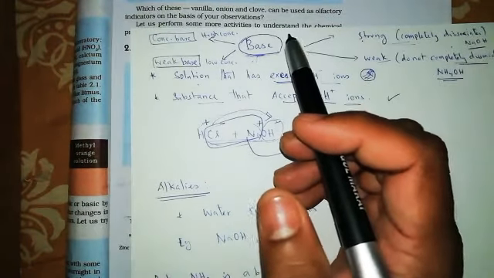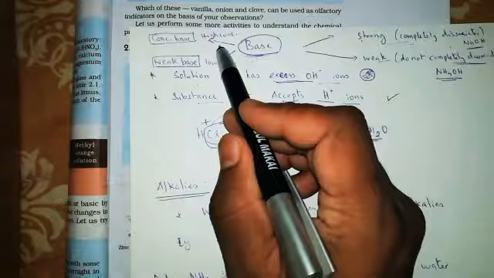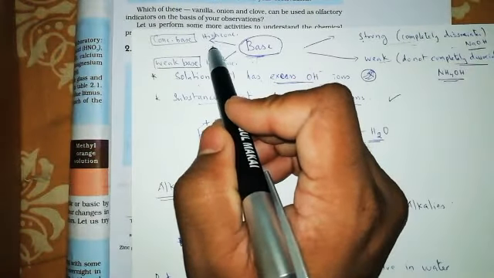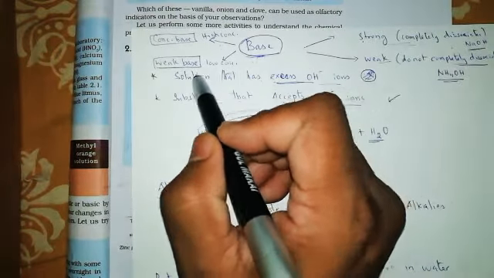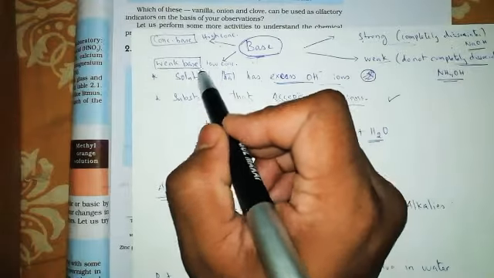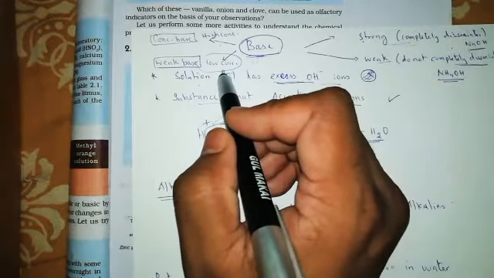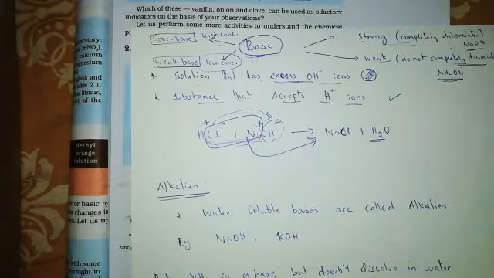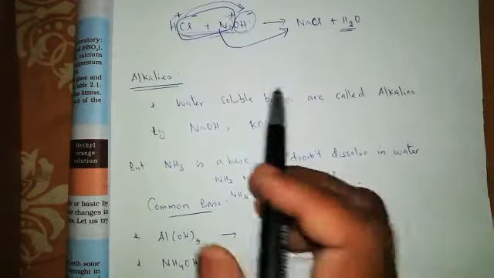There is a high amount of OH negative ions present in a strong base solution. Likewise, if there is a very small amount of OH negative ions in the solution, then it is a weak base. Okay, let's move on to alkalis.